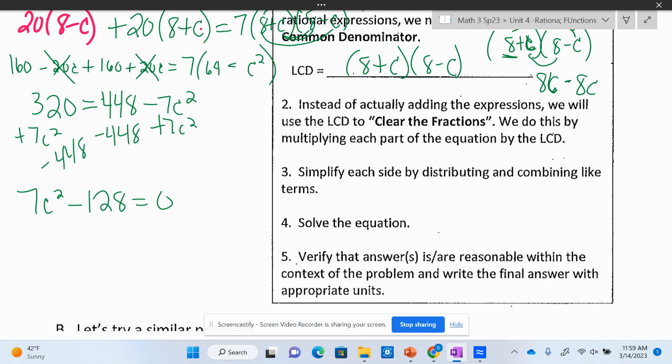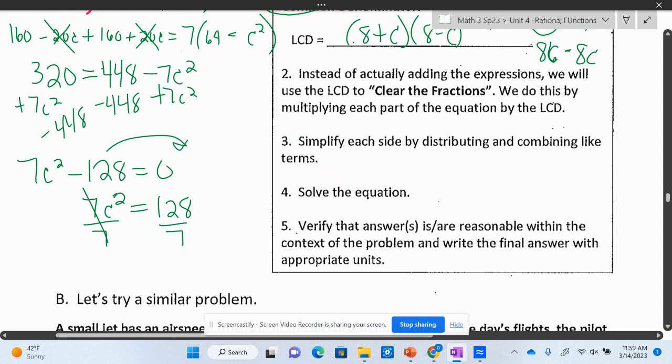Is 128 divisible by 7? It's not, so we can't solve it by factoring. So what if we move that 128 back over to the other side and write it as 7c squared equals a positive 128, and I just divide both sides by 7. So I really have c squared equals 128 over 7. Do you guys see that? That's really what I have.